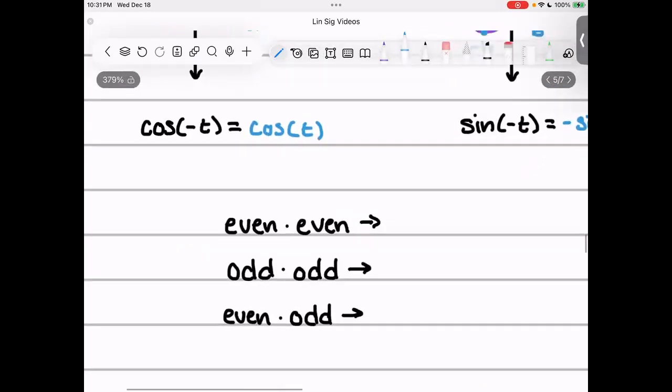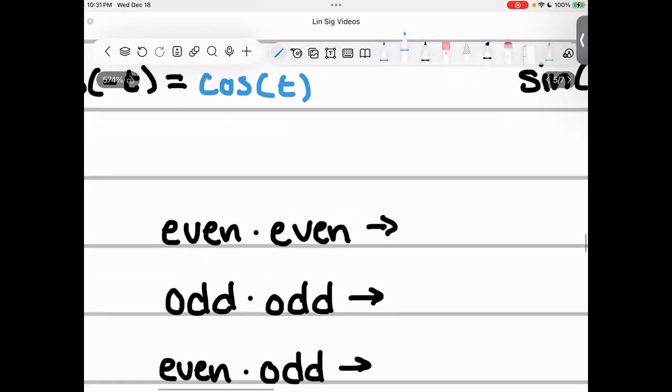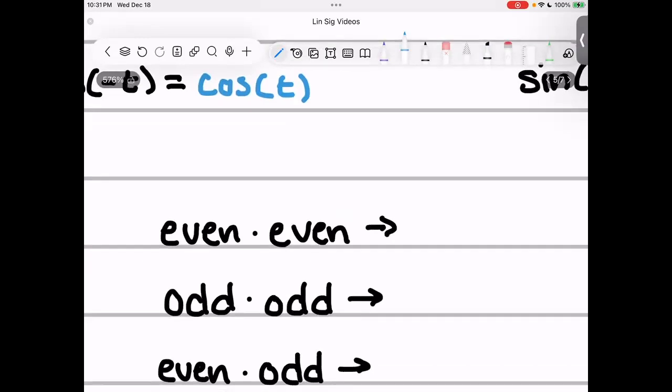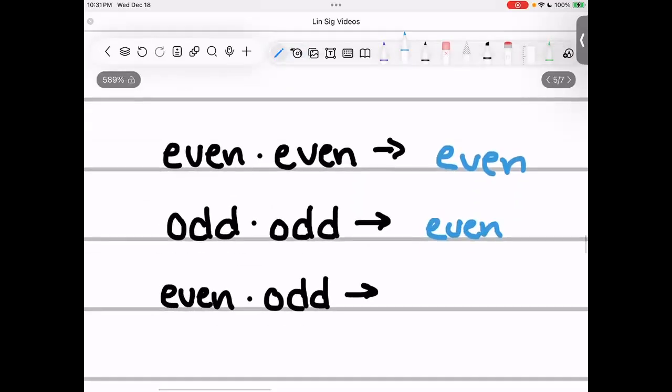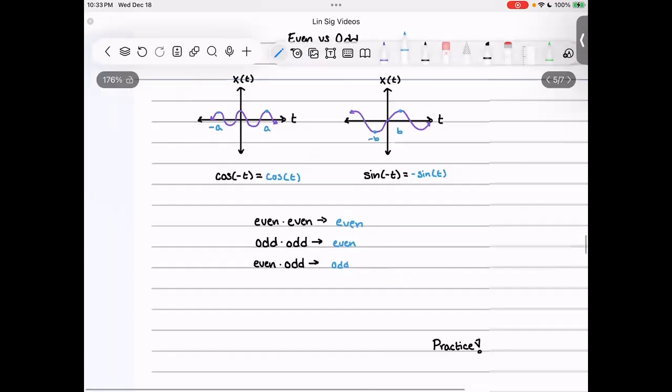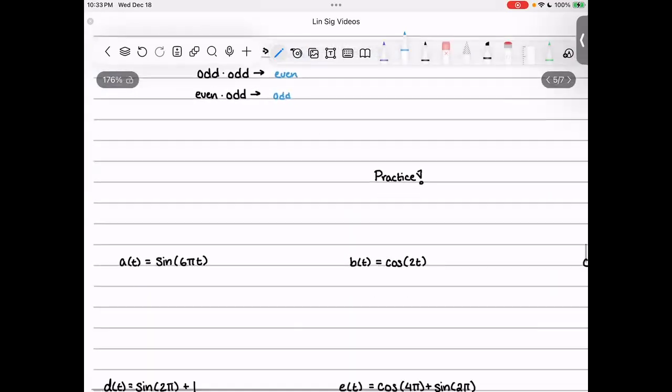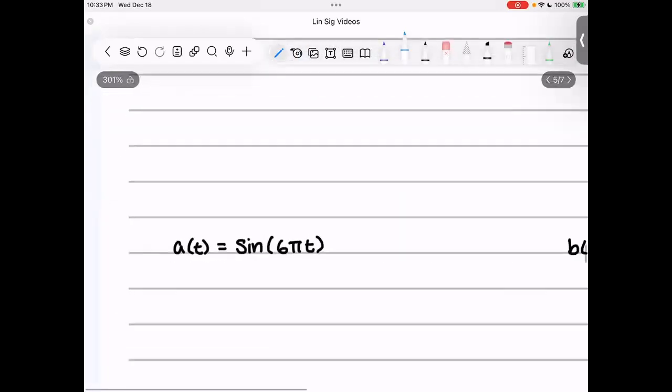If you get two different signals that are both even and you multiply them, you're going to get an even function back. If you get two odd signals and multiply them, you're also going to get an even function. But if you get an even signal and multiply it by an odd signal, you're going to get an odd signal in response. Let's go ahead and do some practice problems with this in mind.